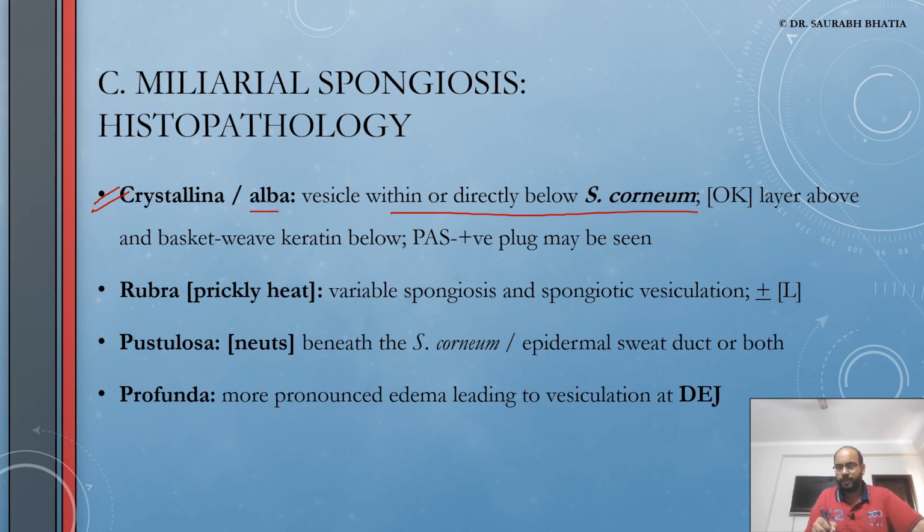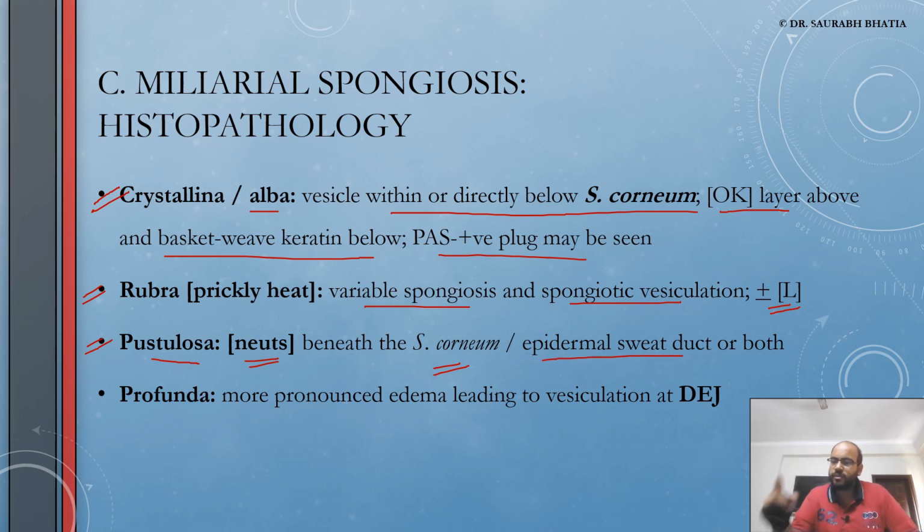Now remember, if this is the skin and this is the acrosyringium and this is the gland, if an obstruction happens a bit distally, at the end, you will only see accumulation of sweat. So this will be a clear vesicle. But if an obstruction happens at the level of the dermoepidermal junction, and this whole area gets swollen up because of the obstruction, it will push the skin up, and that is why you see skin colored papules. So it's a much deeper inflammation in miliaria profunda.